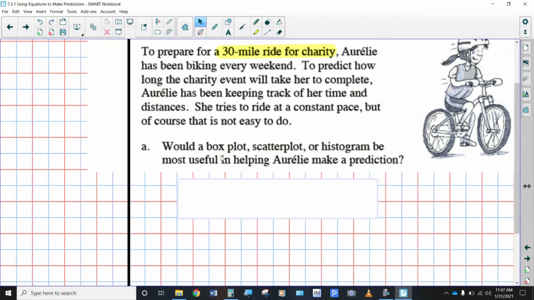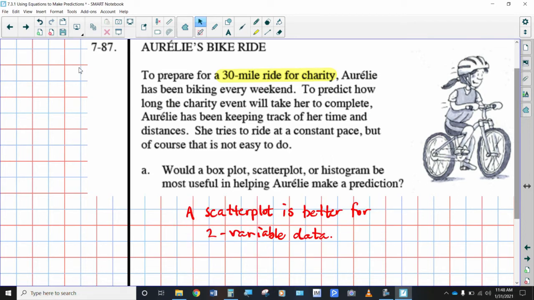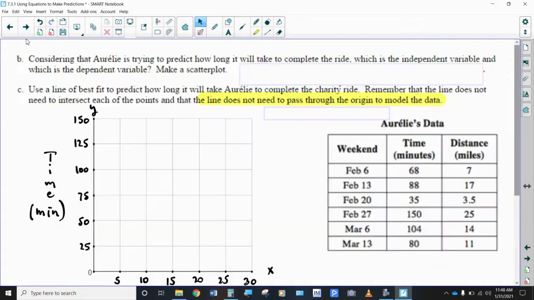Okay, so it says, would a box plot, scatter plot, or a histogram be most useful in helping Arlie make this prediction? Since we are talking about two variable situations where you have distance and time, and you're trying to see how the amount of time affects the distance, or the distance you go affects your time, or your rate of speed affects either one of those, I feel like your scatter plot is your best choice here. A box plot's good for when you've got one set of data and you want to find averages and the spread. But when you got two kinds of data, we definitely want to use the scatter plot. Okay, so here we go.